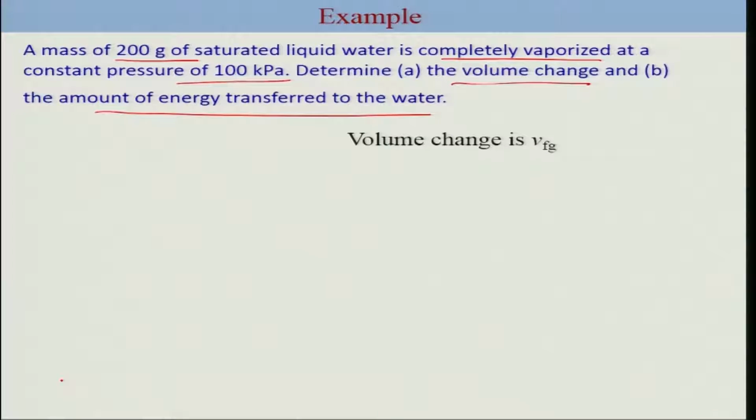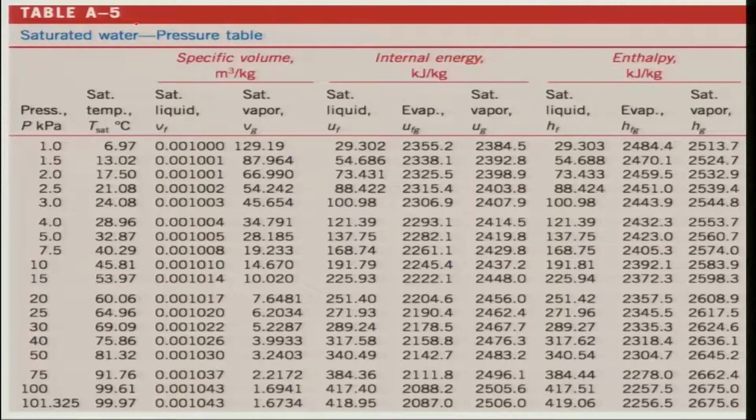Okay, so let's look at it. What kind of table should we use? We have been given 100 kilopascal as a constant pressure. So essentially we should take a look at the saturated water table A5, because you have the pressure. So let's look at it.